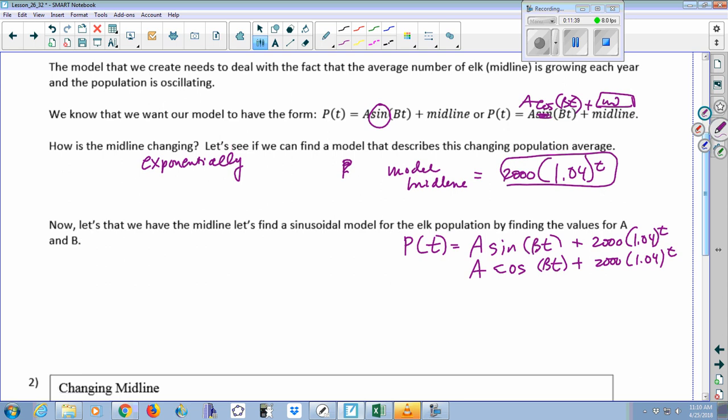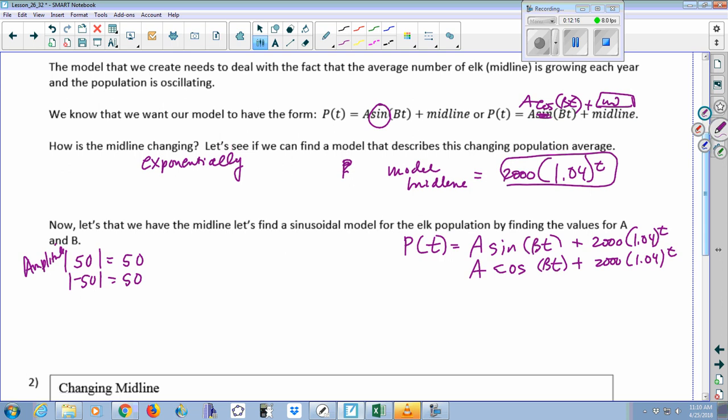All right. What else do we know? We know the oscillation is 50 above and 50 below, right? This changing elk population, 50 above, 50 below, whatever our midline is. So what's that tell us, the 50? Amplitude. Remember, it could be plus 50 or minus 50. The amplitude is the absolute value. So it's 50. Whether we were looking at below or above, we're going to get 50.